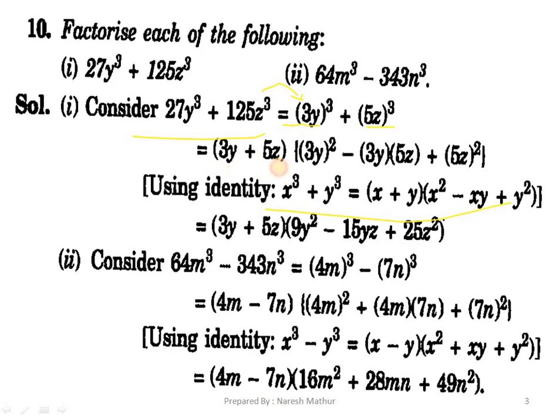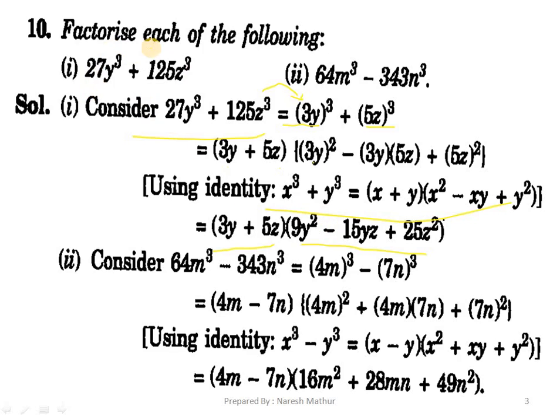x plus y is 3y plus 5z, then x square is 3y whole square, minus xy, that is 3y into 5z, plus y square. So after solving it, we'll have 3y plus 5z into 9y square minus 15yz plus 25z square. Now I hope you are clear why I was asking you to remember that: because it is an identity.